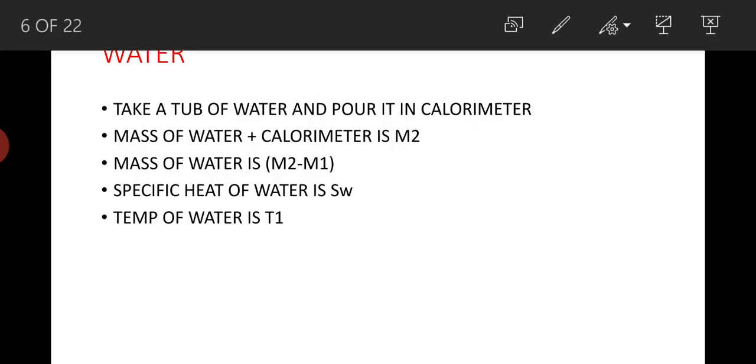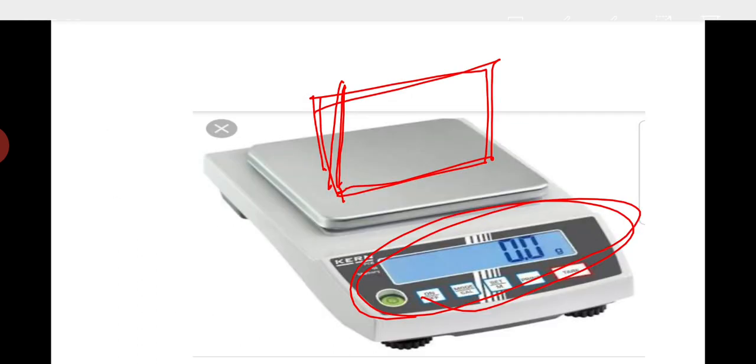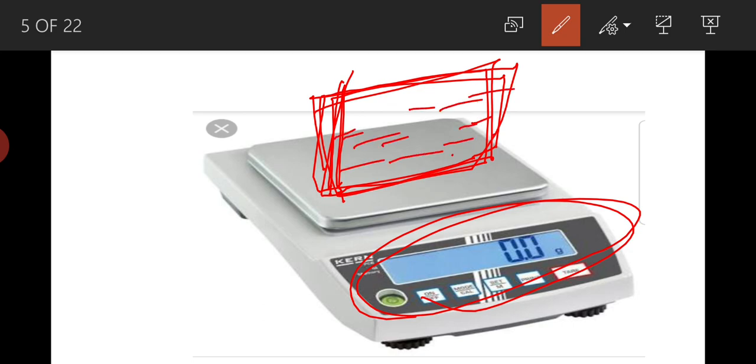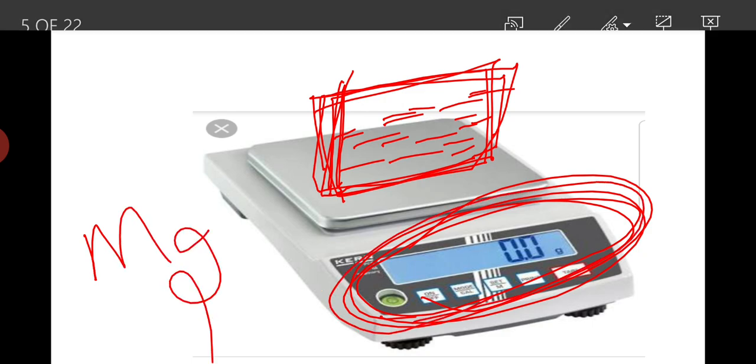Now you need to fill this calorimeter with water. Take a tub of water and pour it in the calorimeter. Now place this calorimeter which is filled with water on a weighing machine and note down the mass shown by the weighing machine. This mass is M2.